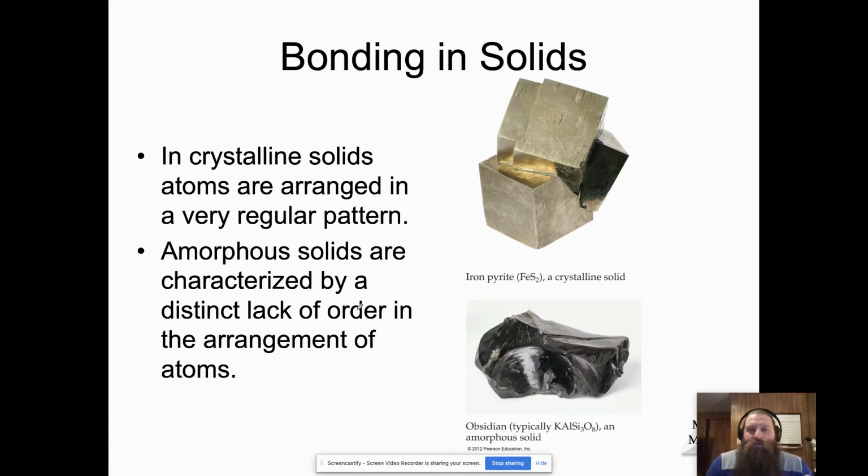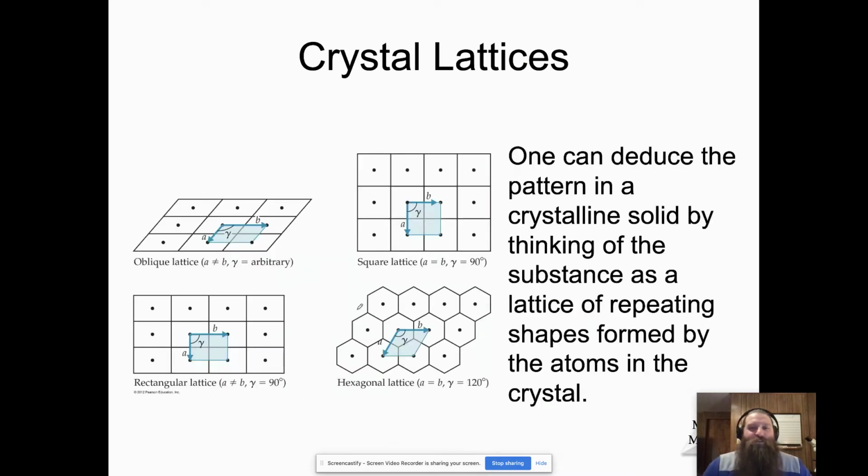Now, in crystalline solids, we get really highly regular repeating patterns of arrangement. If we have an amorphous solid like obsidian that we can see down here on the right, we actually characterize that by the lack of order, okay, in how those atoms are arranged. Me personally, I'm partial to the crystalline solids. I think that those are pretty interesting. And so we might look at those a little bit more in depth than the amorphous ones.